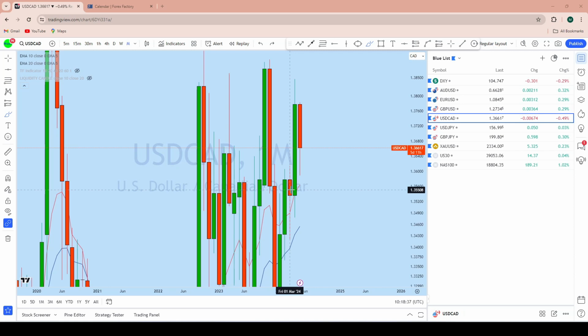Okay guys, so let's look at dollar CAD. Let's see what kind of price action we have on dollar CAD.